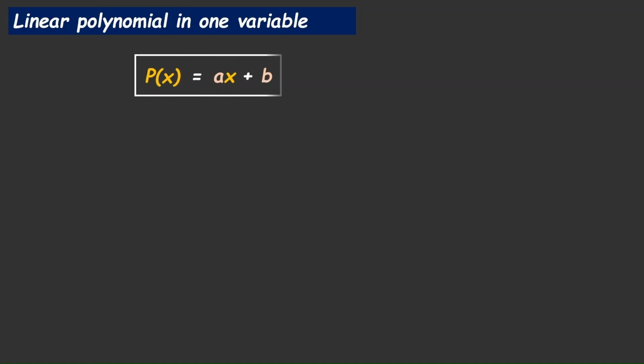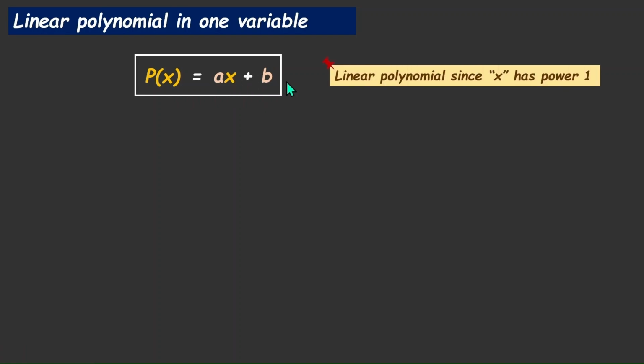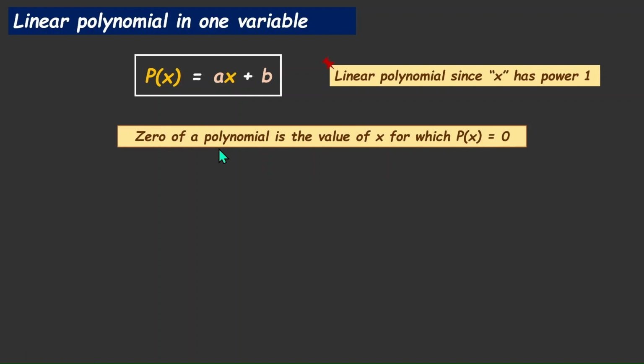Now here, the power of x is 1. So this polynomial is a linear polynomial since the power is 1. And here a and b are constants. Now let's talk about what the zero of a polynomial means. So zero of a polynomial is the value of x for which p of x is equal to 0.